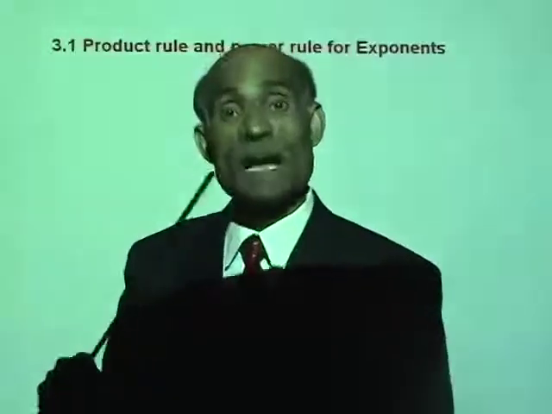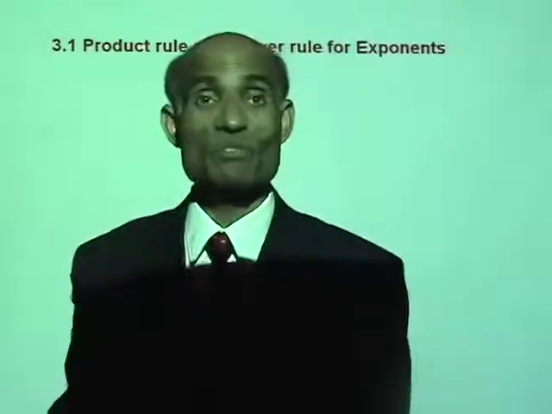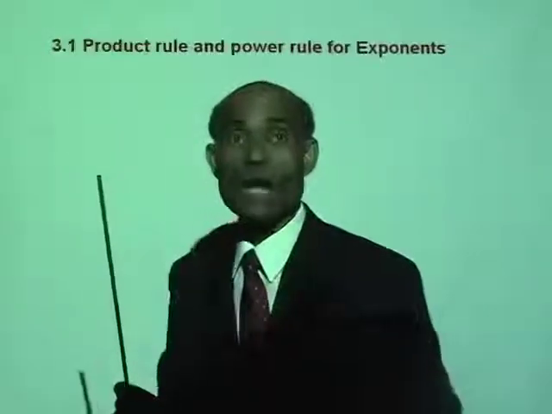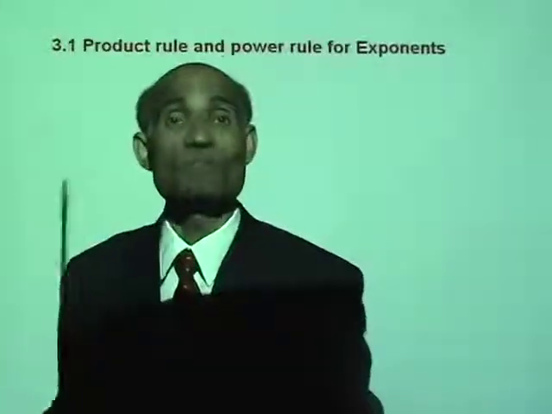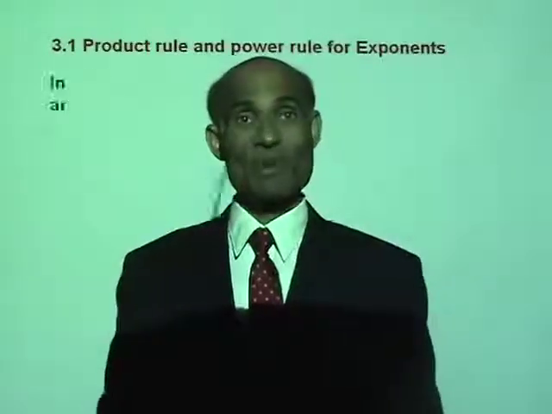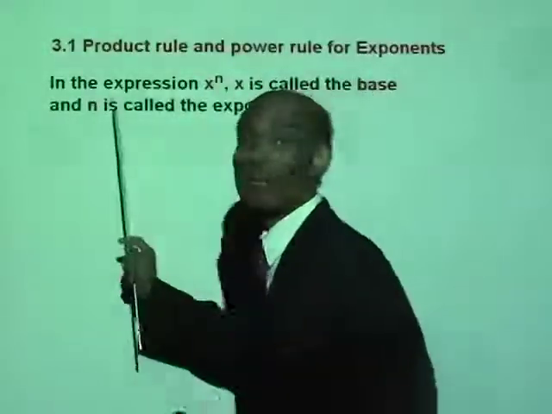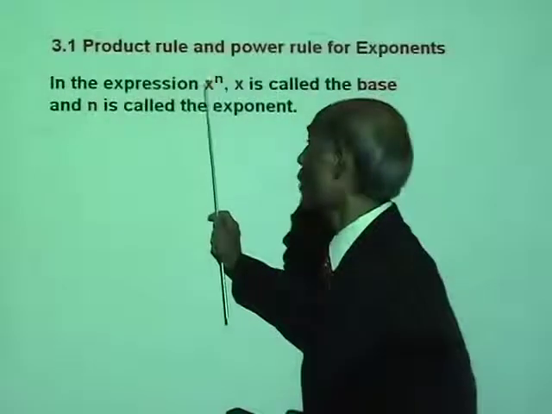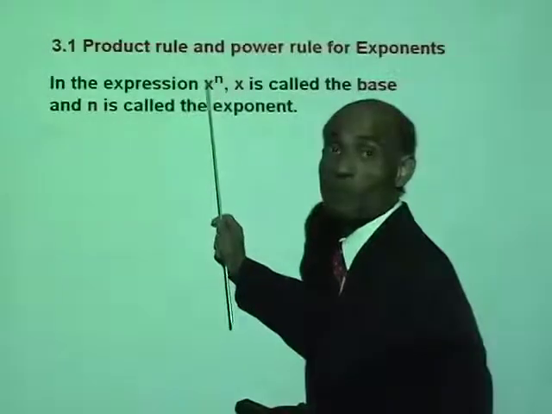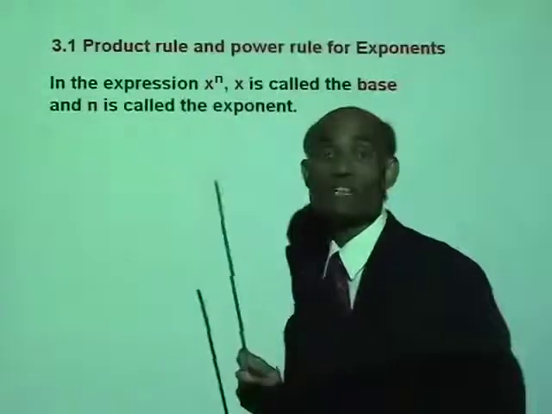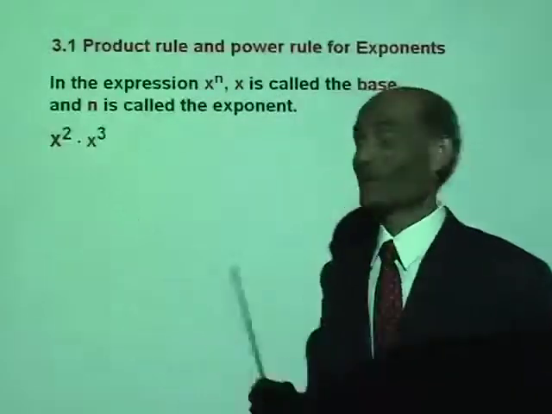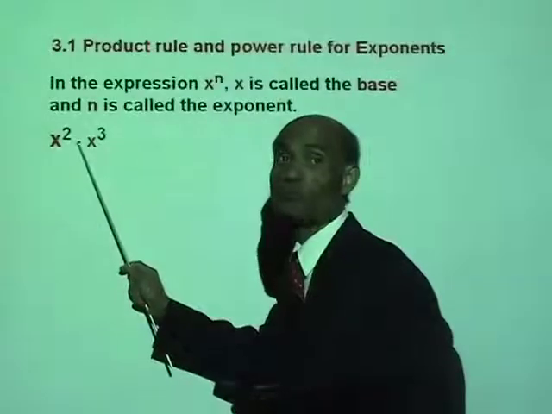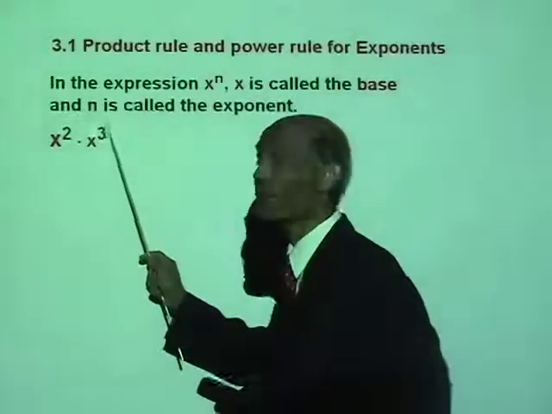Now, we will do that in the first three lessons of this unit. In this lesson, we will look at the product rule and the power rule for simplifying exponents. Okay, let's start. Now, in the expression x to the power of n, what do you call x? X is called the base, and n is called the exponent. Now, what is the value of x to the power of 2 multiplied by x to the power of 3?